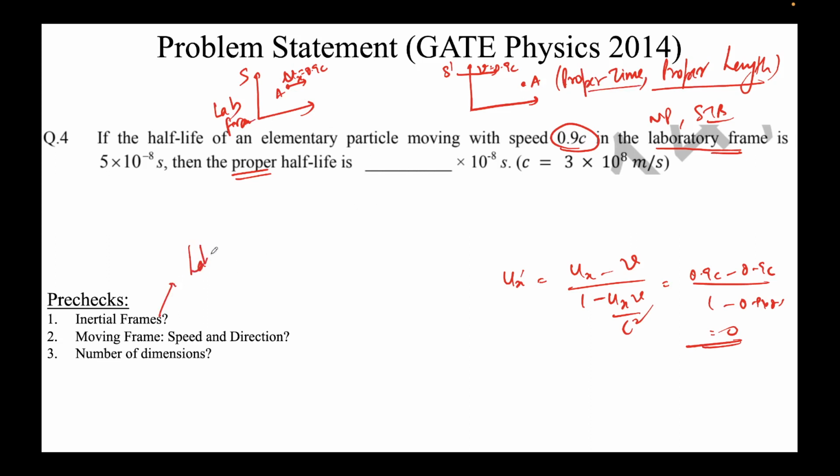Right, we will again see whether the frames are inertial. Yes, one is the lab frame, so inertial. The second is moving at 0.9c, which is constant, so it is also inertial. What is the moving frame's speed and direction? We determined it to be 0.9c using this, because ux prime has to be 0, so v has to be equal to ux. What is the direction? Again I'll assume positive x. How many dimensions? The question is silent. I'll assume one dimension, which is the x dimension, and I'm assuming the direction to be positive x here.